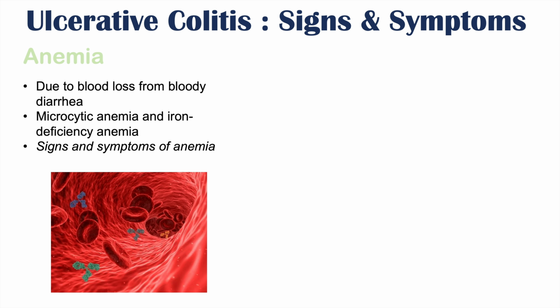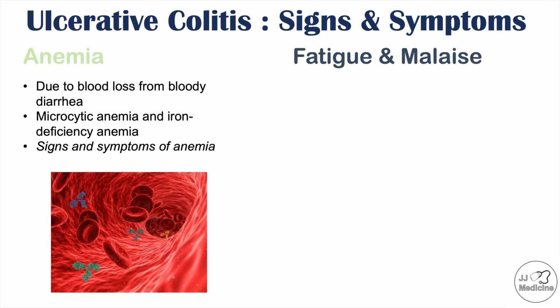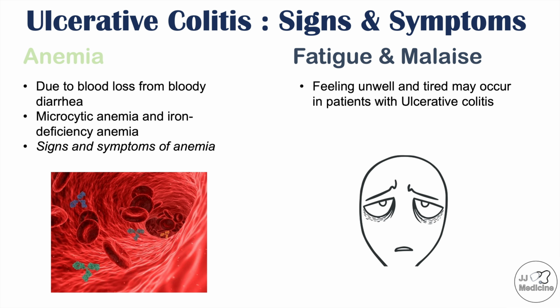And along with having anemia, patients will also have signs and symptoms of anemia. So fatigue, pallor, shortness of breath, and other signs and symptoms of anemia as well. If you want more information on signs and symptoms of anemia, please check out my lesson on that topic. Ulcerative colitis patients can also have fatigue and malaise. So they often can feel unwell and tired, and this can occur in patients with ulcerative colitis due to that chronic inflammation within the large intestine. It is a chronic inflammatory state, so it's going to cause patients to have feelings of being unwell and tired. And the anemia is also going to contribute to this feeling of fatigue as well.